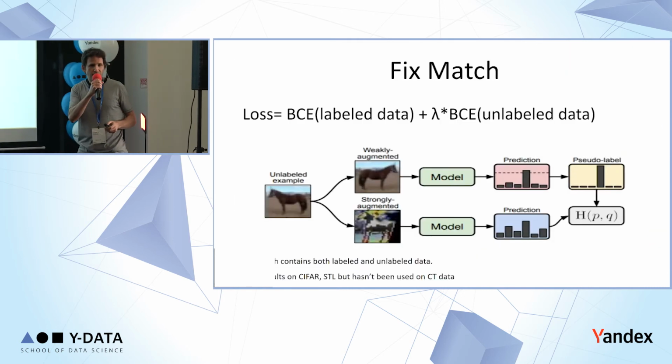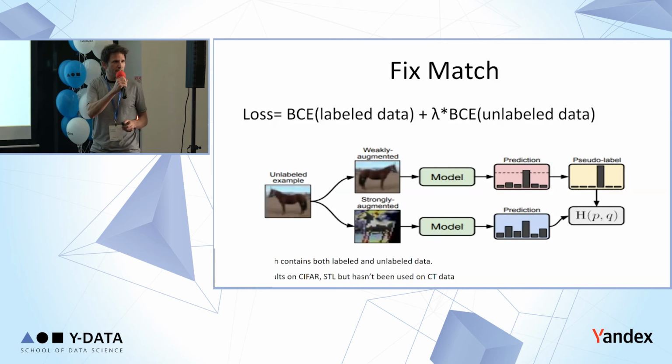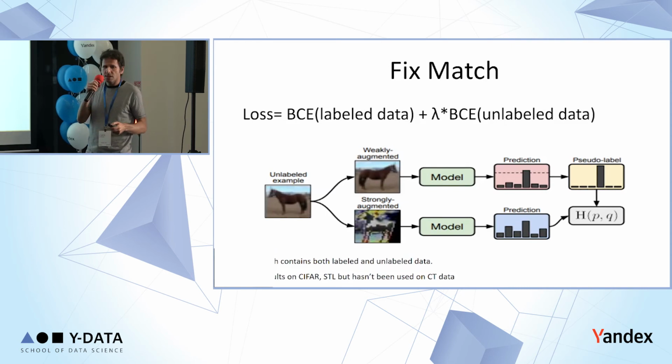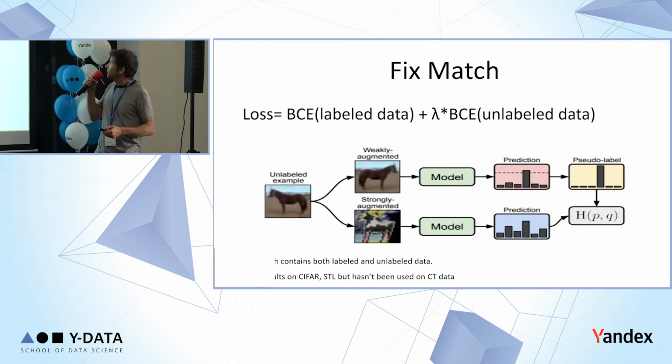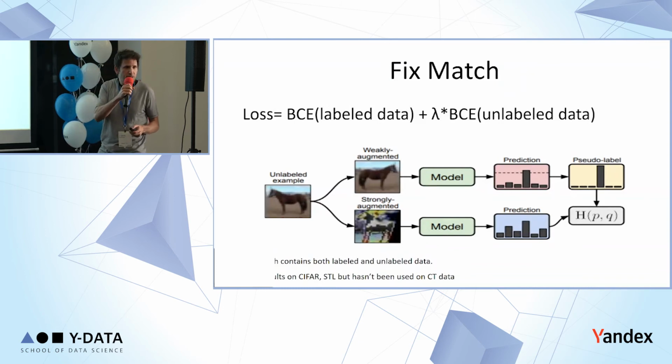So alongside with SimCLR, we tried another semi-supervised algorithm, FixMatch, and the core of this algorithm is a loss function. It consists of 2 parts. One part is a binary cross-entropy loss on the labeled data. This is like the old supervised loss as we know it. And the other part is a binary cross-entropy on unlabeled data. And for this, we need the labels.